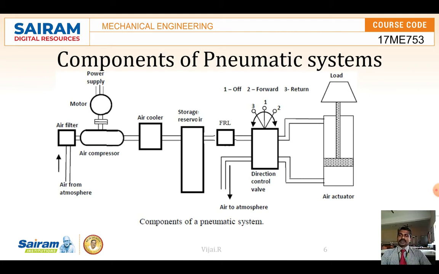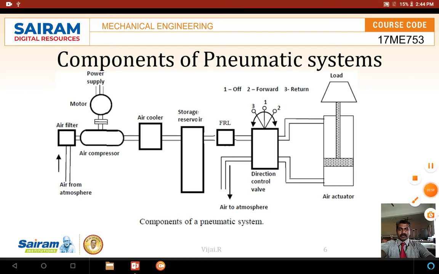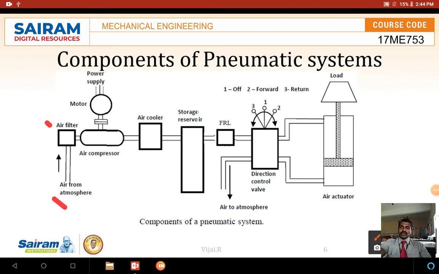Here we can see that the first is air from the atmosphere. At the bottom we use this atmospheric air. Then it goes to the air filter. Then the compressor is used, for compressing the air, and then it is sent to the air cooler where it gets cooled. Then storage in the reservoir takes place. After compressing, the compressed air may be stored for some time for further usage, so until then it is kept compressed in the reservoir.